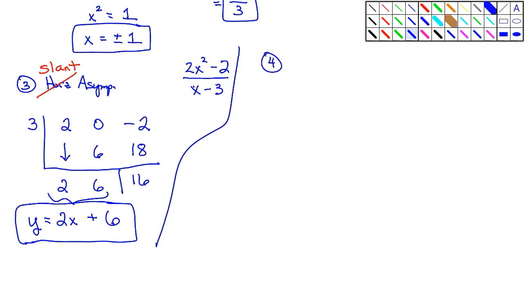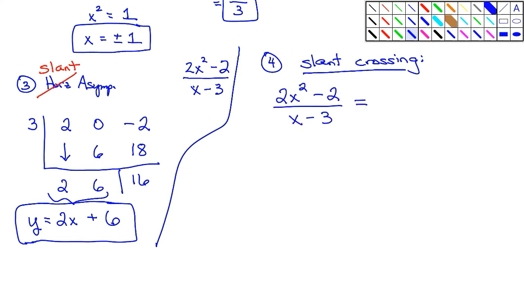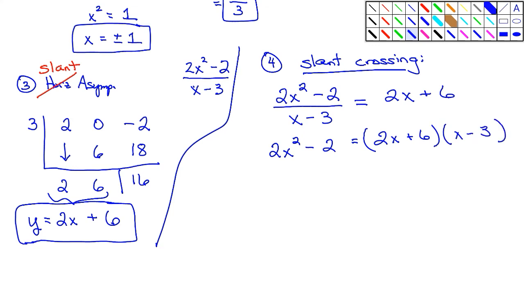Step 4, we want to find out if the rational function actually crosses its slant asymptote. So I'll take the expression of the function, 2x squared minus 2 over x minus 3, and I'm going to set it equal to the expression for the slant asymptote, 2x plus 6. Cross multiply. And we get 2x squared minus 2 is equal to 2x plus 6 times x minus 3.